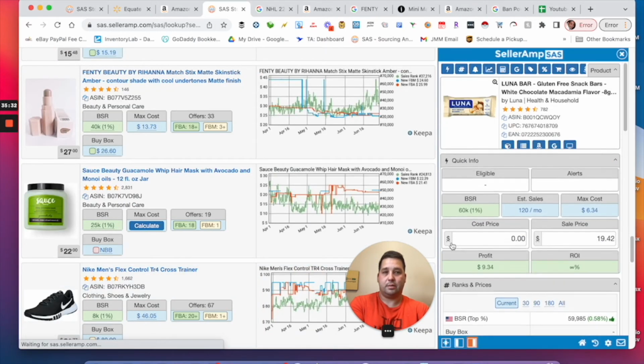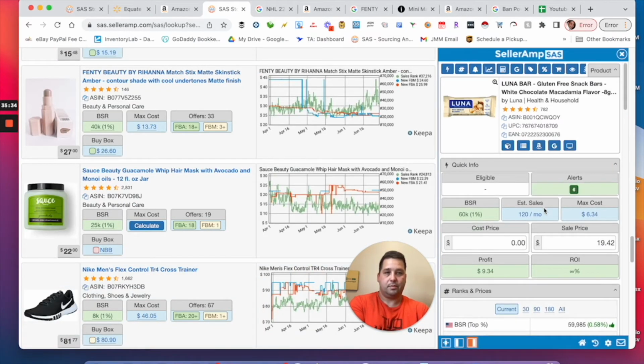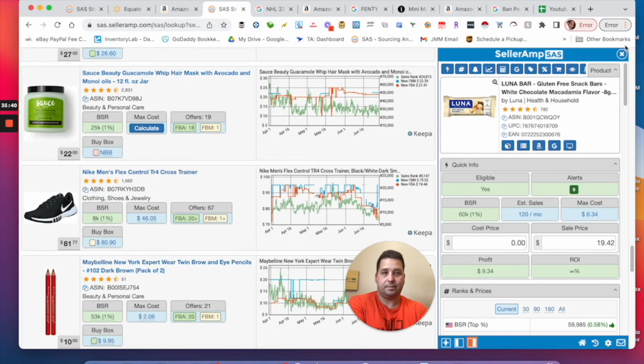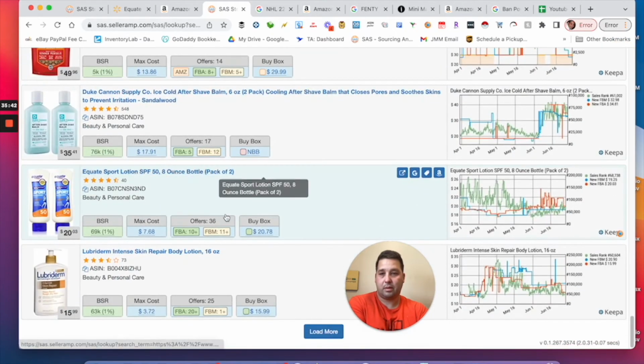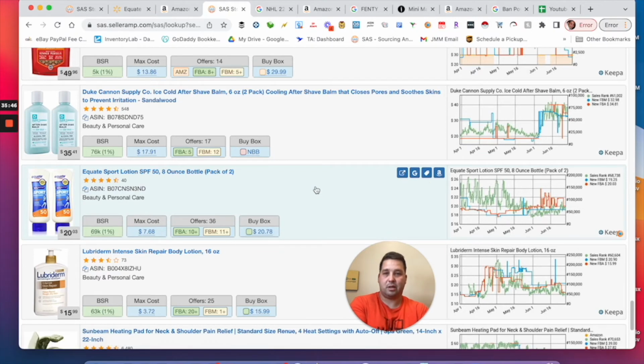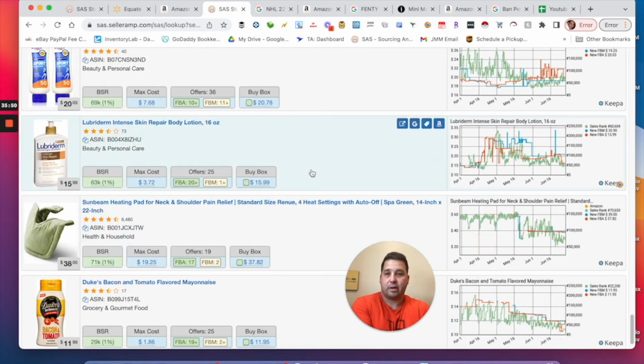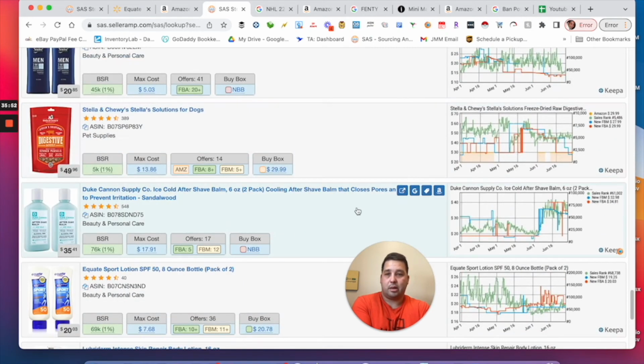Here's the bar. Yep, so I'm good to sell this. All right. It's always a good idea to double check, to make sure you can. So yeah. All right. What do we got here?